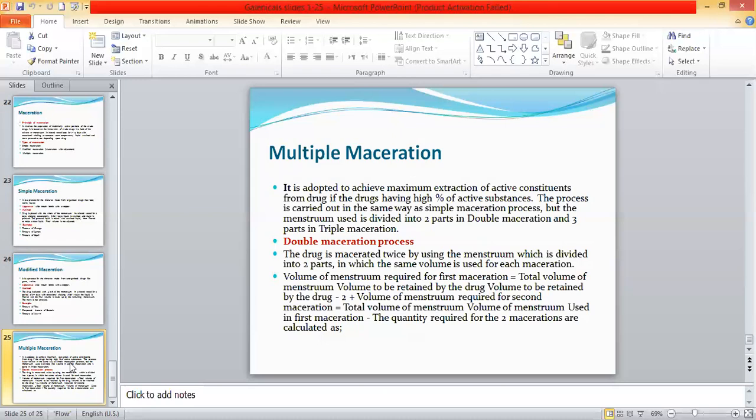In the double maceration process, the drug is macerated twice by the menstruum, which is divided into two equal parts, and the volume of the menstruum will be the same for each maceration. So the volume of the menstruum required for the first maceration is equal to the total volume of the menstruum minus the volume to be retained by the drug, and the volume of menstruum required for the second maceration is equal to the total volume of menstruum minus the volume of menstruum used in the first maceration. The quantity required for the two macerations is calculated in this way.